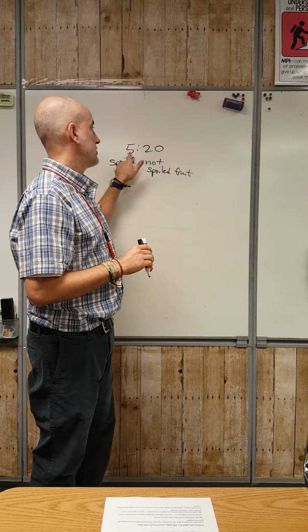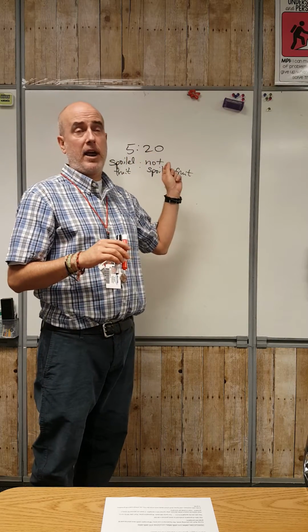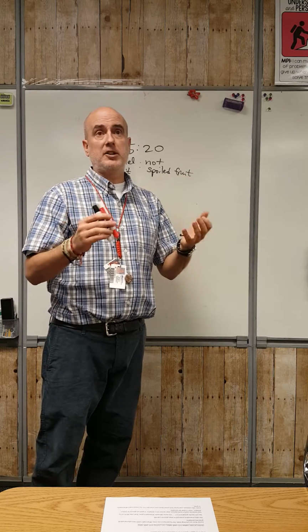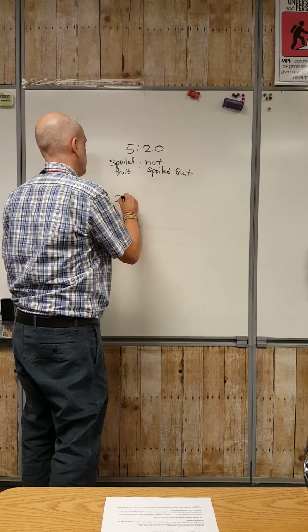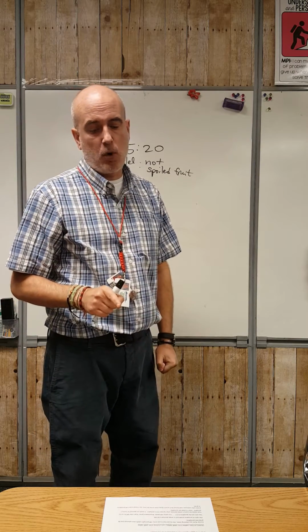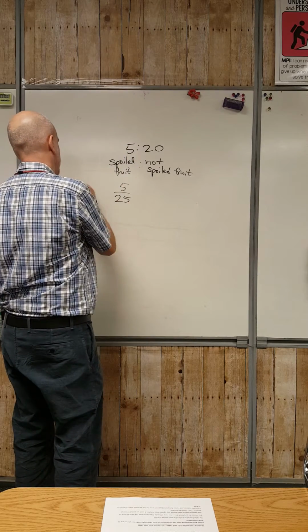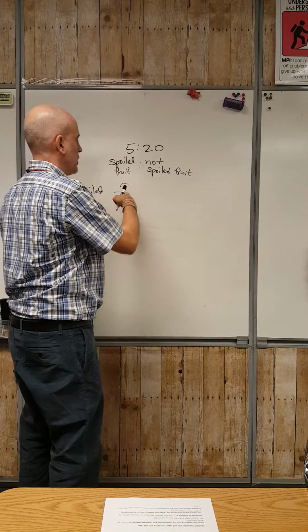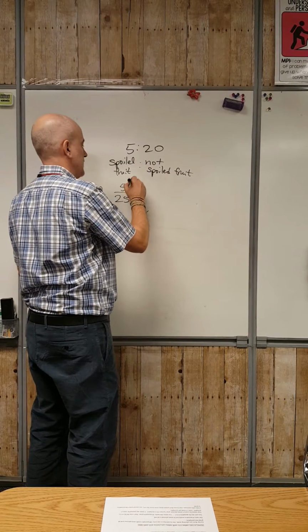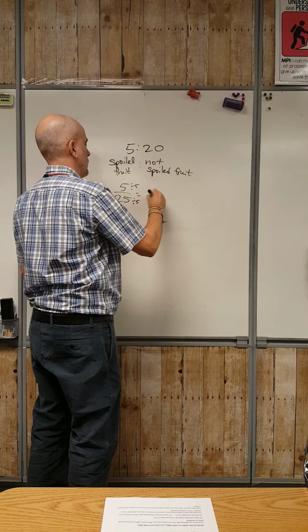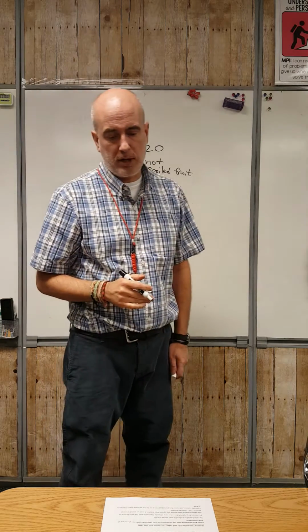So the first question says, what fraction of the fruit is spoiled? The first thing to think about is how many pieces of fruit there are altogether. Well, if I have spoiled fruit and non-spoiled fruit, I need to think of them together as how much there is altogether. They're spoiled and non-spoiled, so altogether there's 25. So if the question says, what fraction of the fruit is spoiled, we would say 5 out of 25 is spoiled. We could simplify that if you would like to. If you divide the top by 5 and the bottom by 5, we would get 1/5. So 1/5 of the fruit is spoiled.